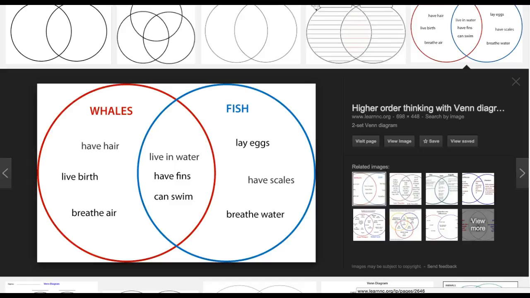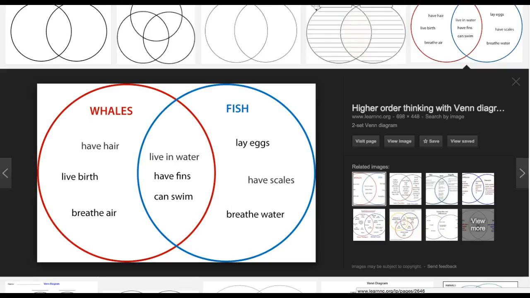This video is to help you understand section 9.1. 9.1 starts with the union and intersection of sets. What I've done here is I've pulled up a picture just to show you. Let's say set A is whales, we'll call it set W. And then set F for fish is the blue circle.